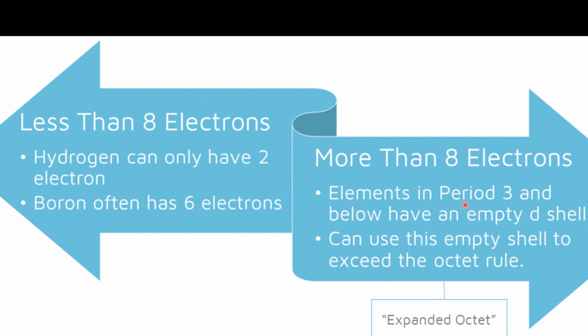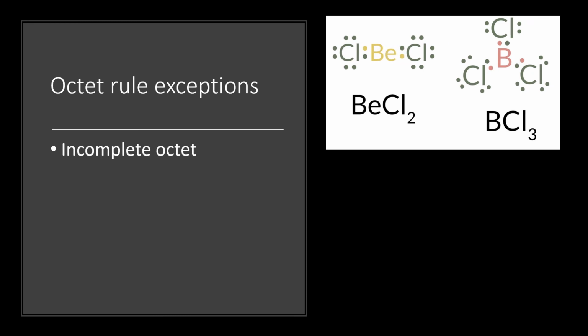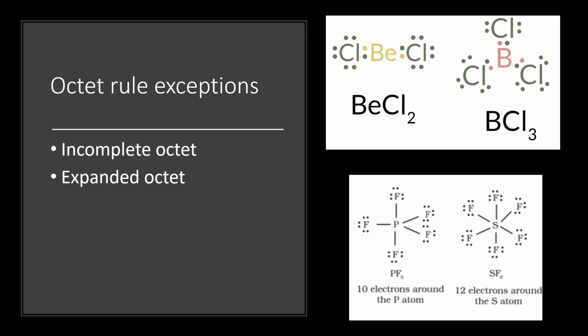Elements in period 3 have something called an empty D shell. This allows them to expand their octet by using this empty shell to exceed the octet rule. This applies to elements like sulfur and phosphorus. Octet rule exceptions, as we just noted, come in the form of the incomplete octet and the expanded octet. Examples of the incomplete octet include molecules like beryllium dichloride and boron trichloride. The expanded octet, on the other hand, tends to involve third period elements like phosphorus and sulfur.